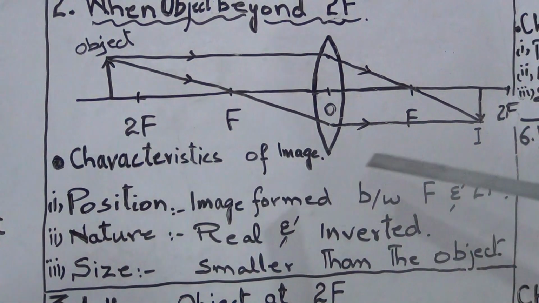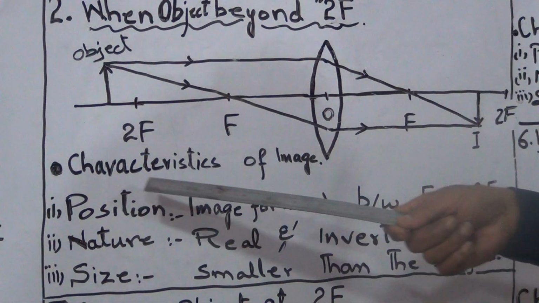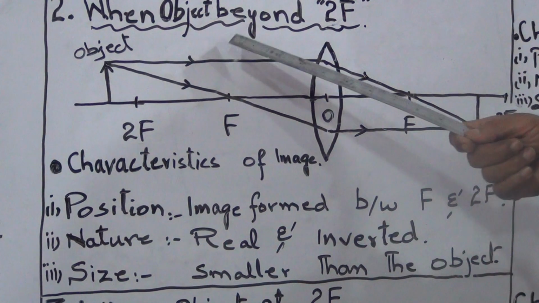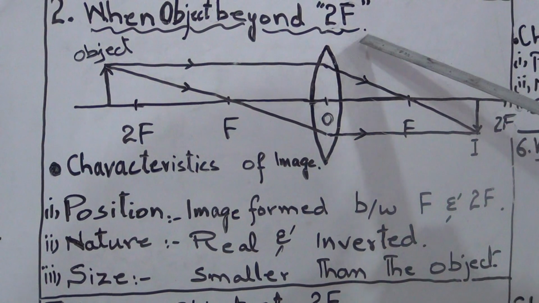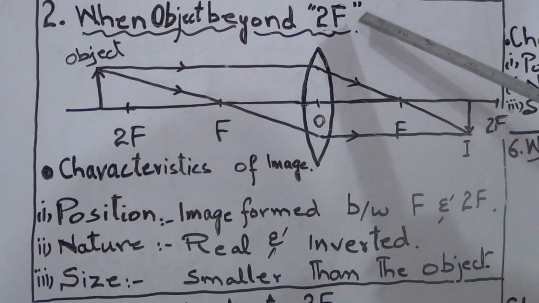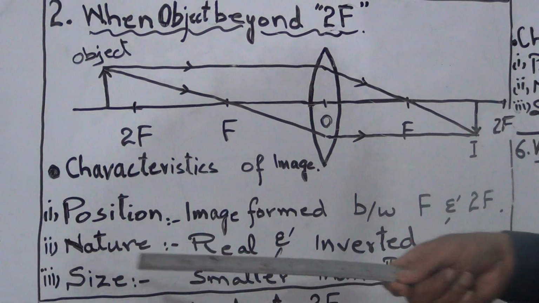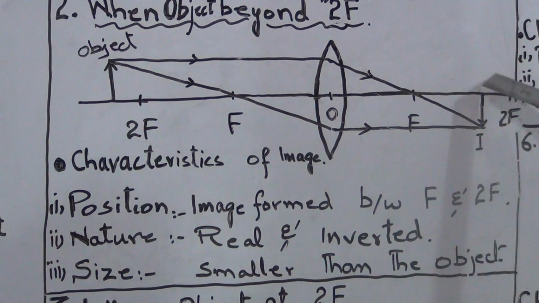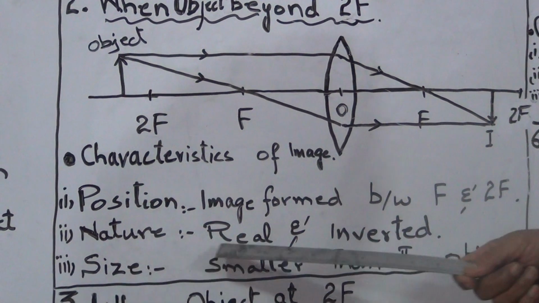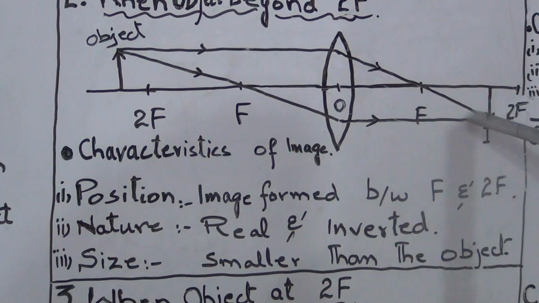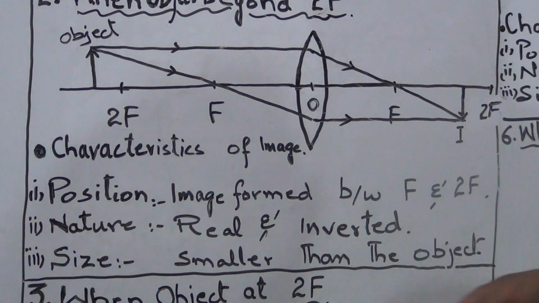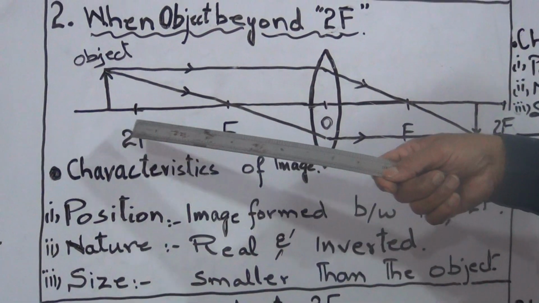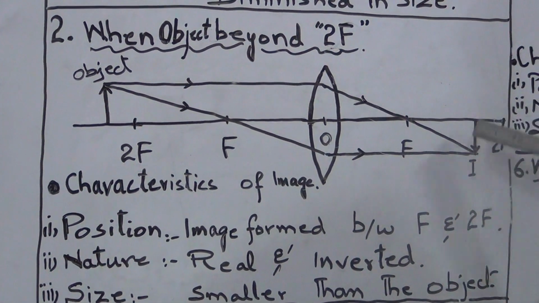Now the characteristics. The question arises: write down the characteristics of the image when the object is beyond 2F in front of the convex lens. Position: the image is formed between F and 2F. Nature: real and inverted, because real intersection takes place. Size: smaller than the object. The object is larger, but the image is small.